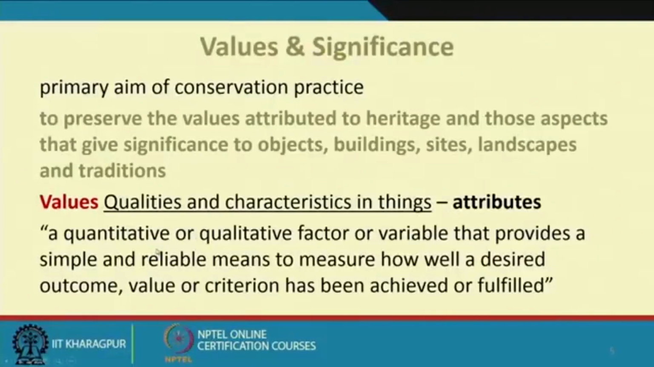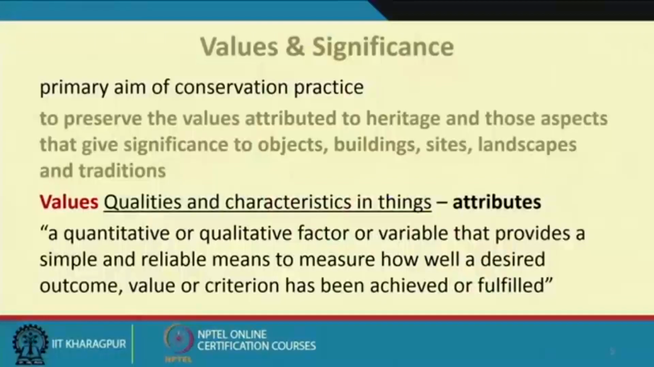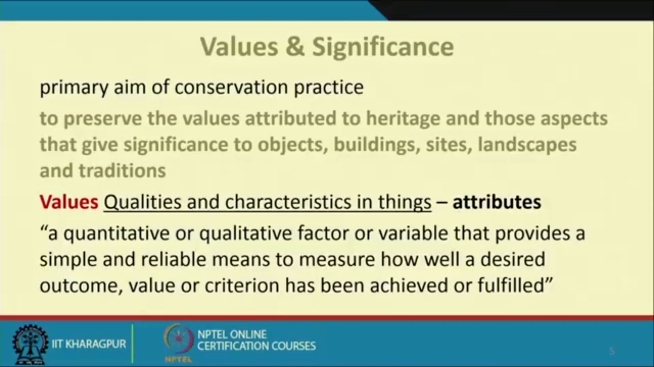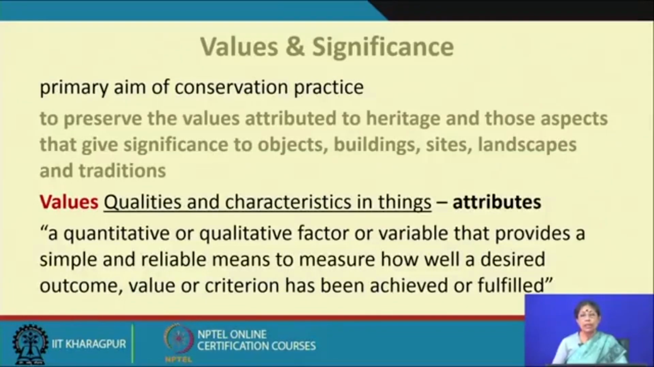We must also remember that the primary aim of conservation practice is to preserve the values attributed to the heritage, and the aspects that give significance to objects, buildings, sites, landscapes and traditions. Again, understanding which aspects and parameters contribute to the value of buildings, sites or landscapes is very important. Now, what are values? Values are basically the qualities and characteristics in things, which are actually attributes: a quantitative or qualitative factor or variable that provides a simple and reliable means to measure how well a desired outcome, value or criterion has been achieved or fulfilled.